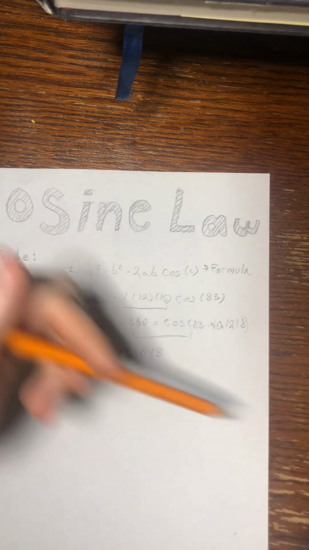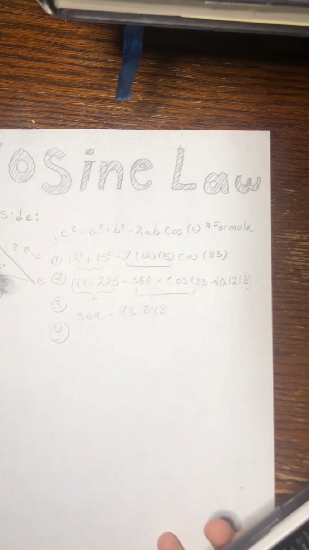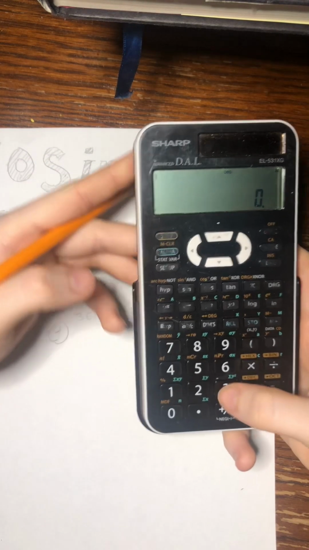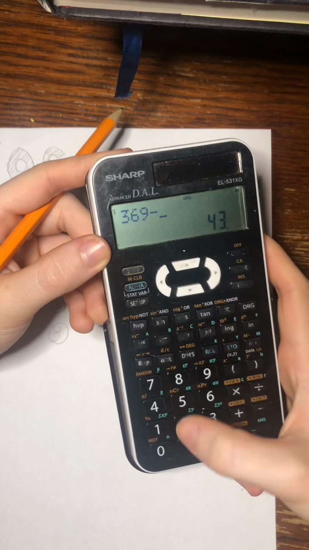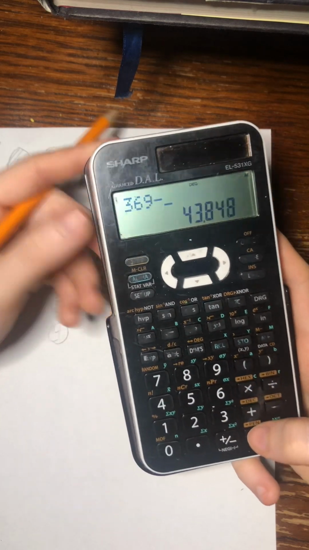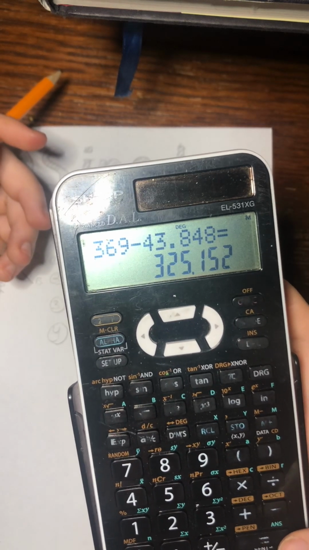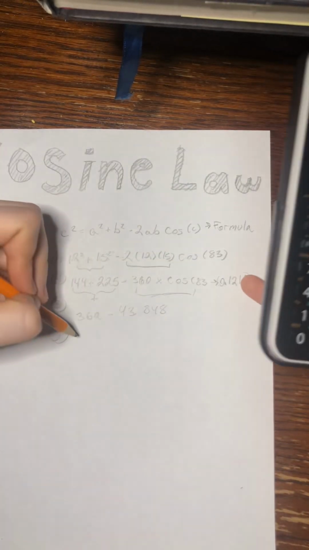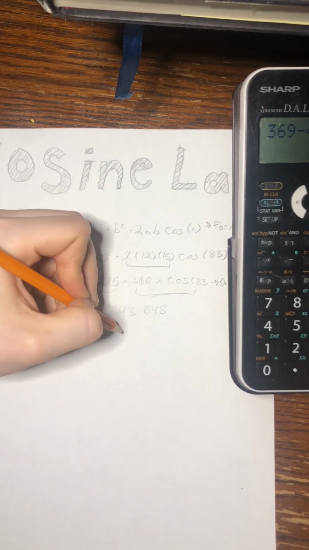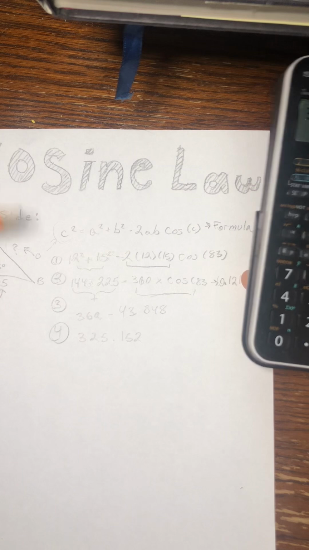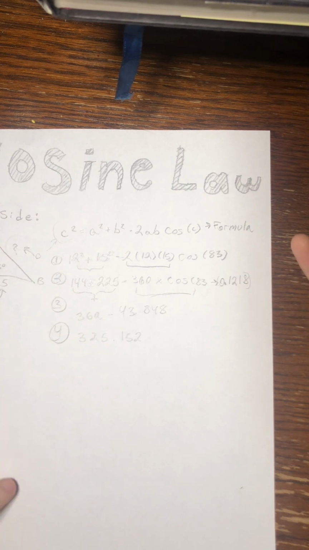So now all we have to do for our fourth step is just solve it. So 369 minus 43.848. That gives you an answer of 325.152. So let's write that out. Okay, so now that you have this, you would think that this is the answer, but it's not.